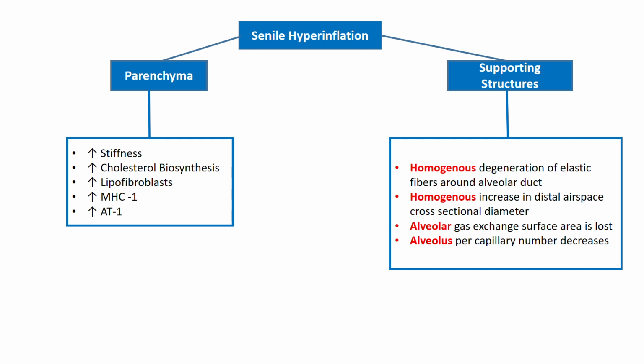What about supporting structures? We can summarize it in two homogeneous and two alveolar. First of all, homogeneous degeneration of elastic fibers around the alveolar duct, and then homogeneous increase in distal airspace cross-sectional diameter, which is almost similar to emphysema. Later on, alveolar gas exchange surface area is lost, and the alveolus per capillary number decreases because the surface area of each alveolus is increased, and so on. The alveolar capillary number decreases. All of these again disrupt the gas exchange process.